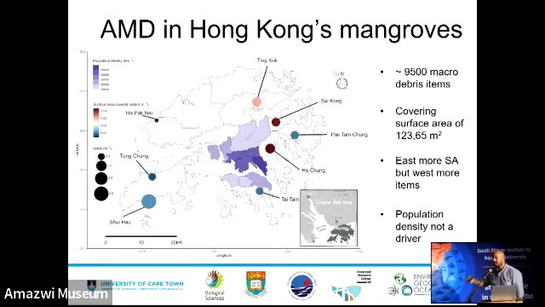So we wanted to find out if this density of population is a driving factor of the pollution trends we're seeing. And it is not. We overlaid population density, and we found that population density is actually a very bad predictor.